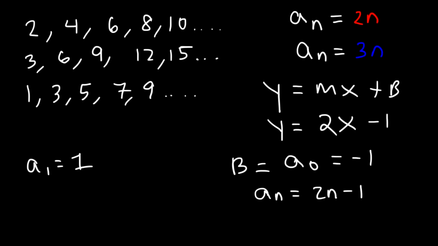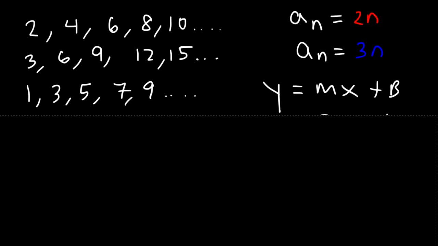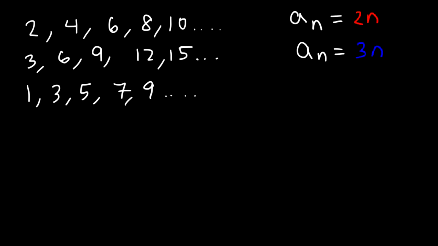If we plug in 1, it's going to be 2 times 1 minus 1, which is 1. If we plug in 4, it's 2 times 4 minus 1, which is 8 minus 1, that's 7. That will give us the fourth term. So it helps if you find the 0 term before this one, and that's going to be this number here.